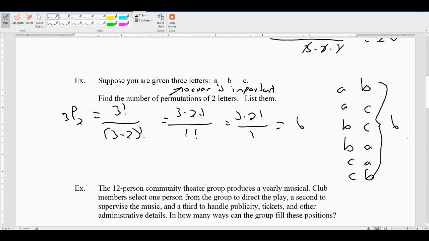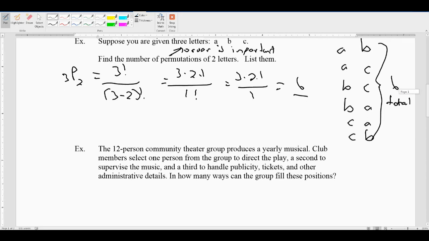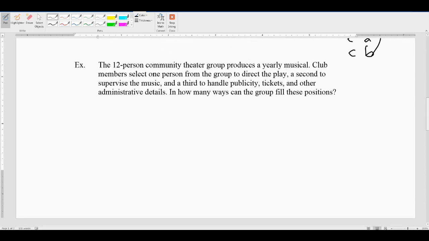6 total. That confirms what we just found. See that? Permutations, order is important. Now let's do some real life examples.